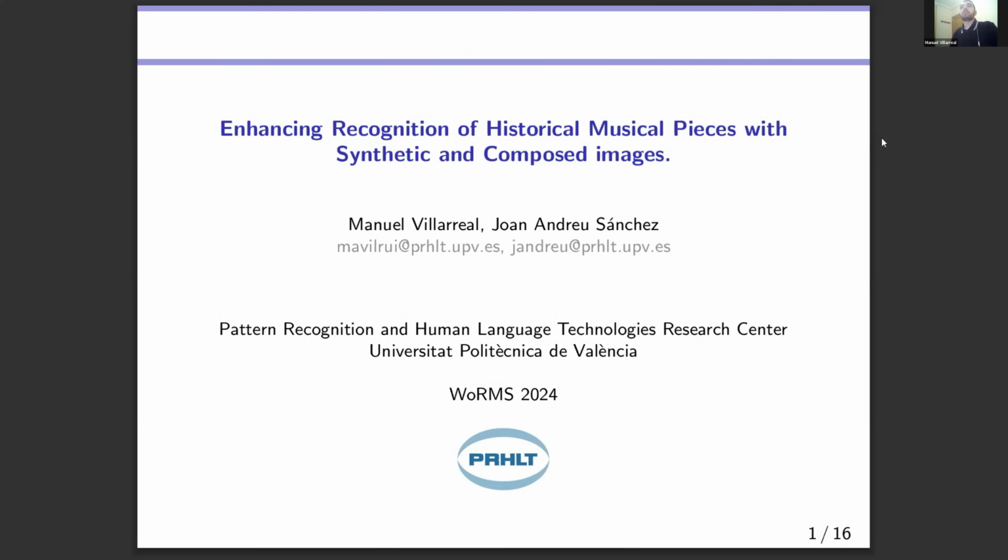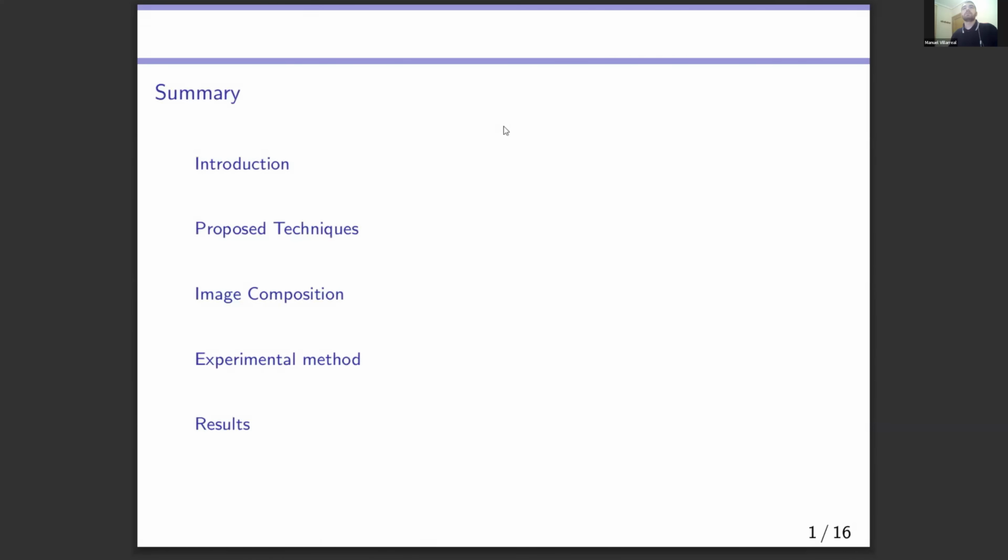I am going to talk about enhancing recognition of historical musical pieces with synthetic and composed images. This work was developed by myself and Sánchez, my PhD director. What I'll briefly show is the introduction, then the proposed techniques of synthetic image generation and more specifically image composition, the experimental method and how it was developed, and the results on the matter.